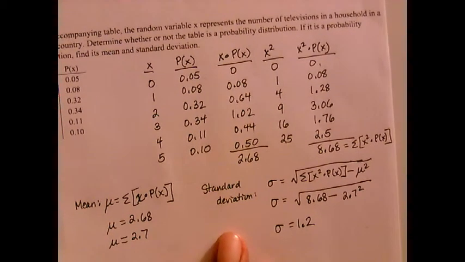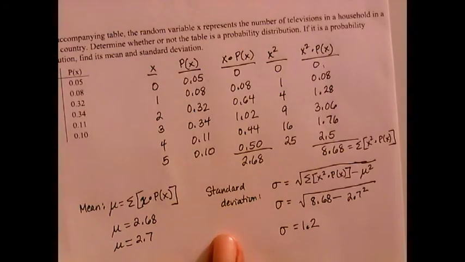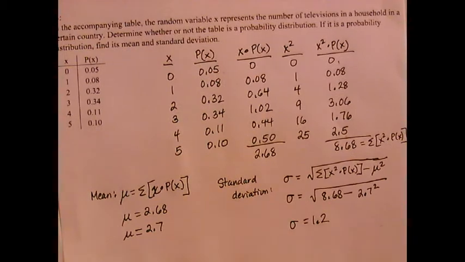Okay, so the standard deviation there will be 1.2, and the mean there will be 2.7. Okay, so that's how we find the mean and the standard deviation of a probability distribution.